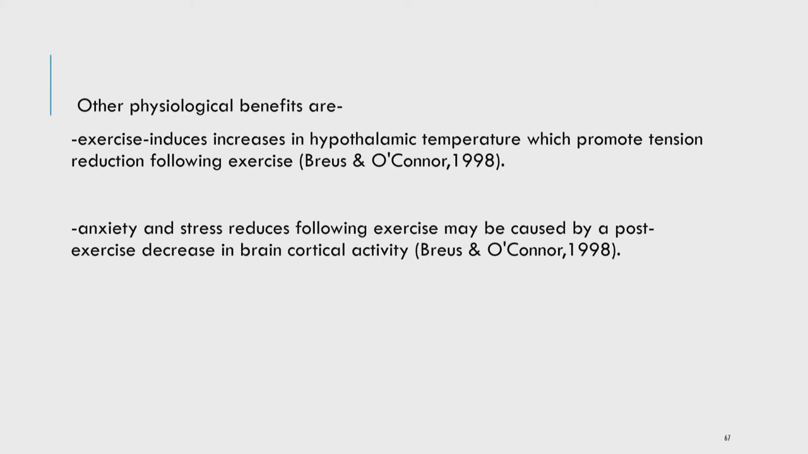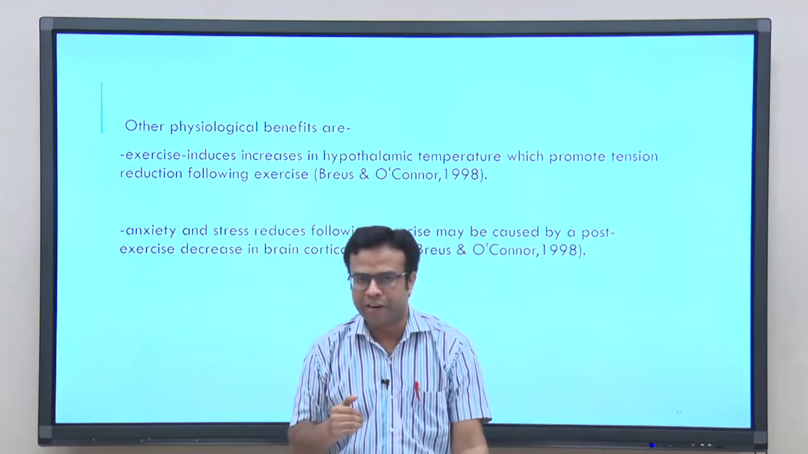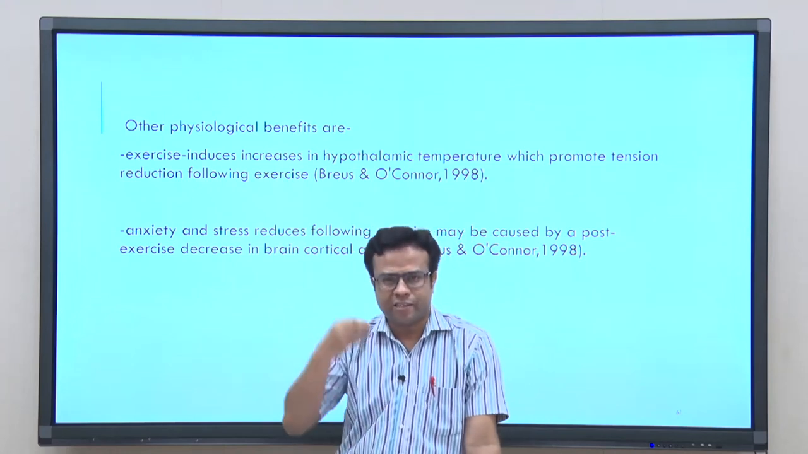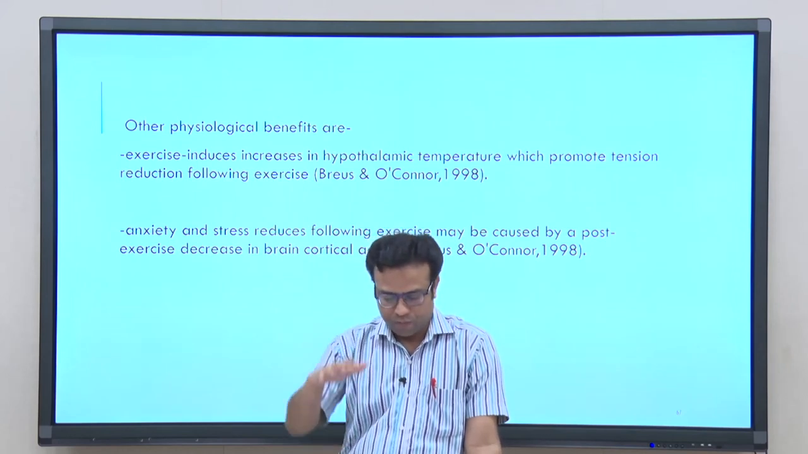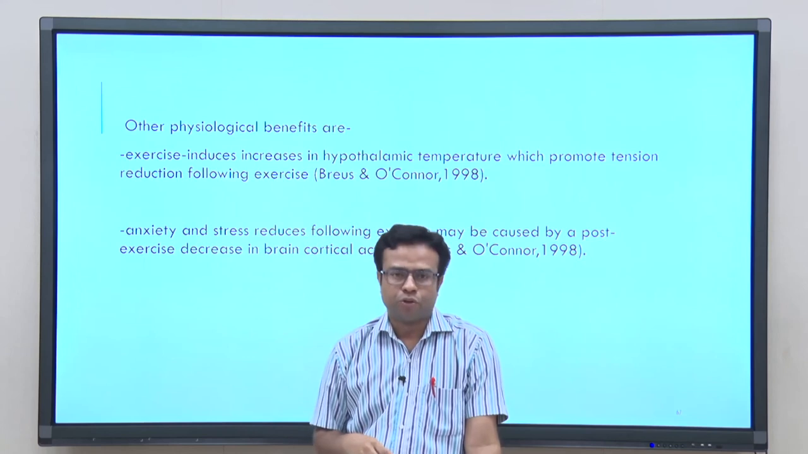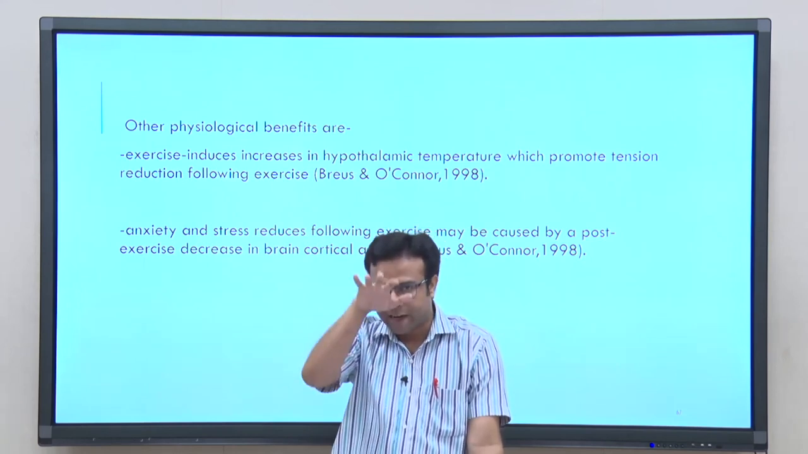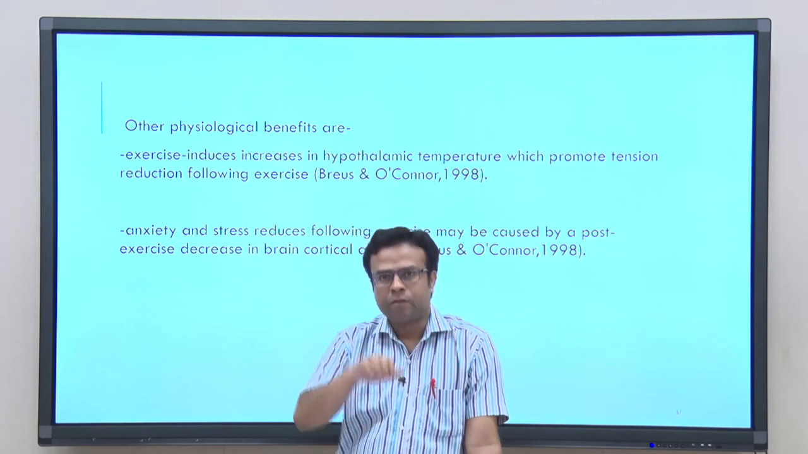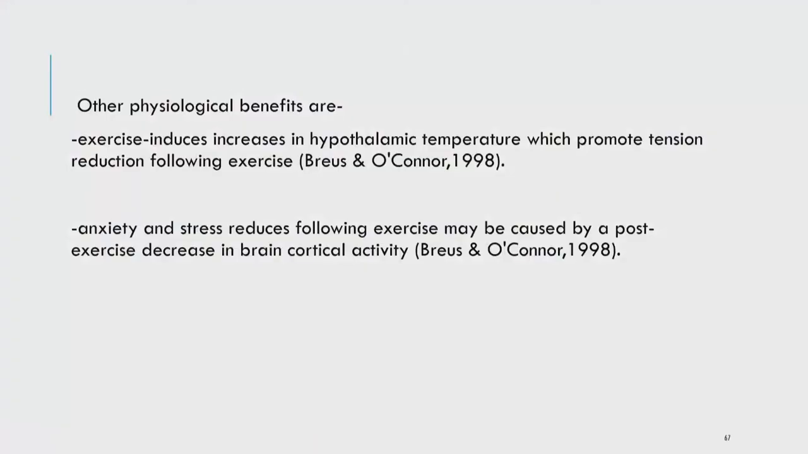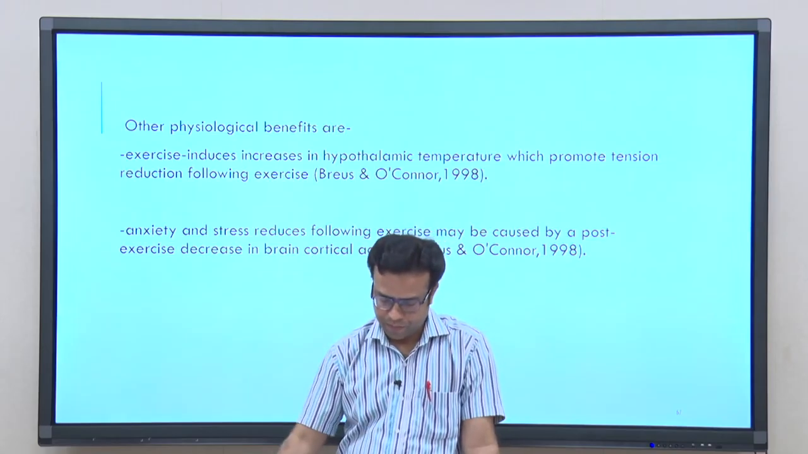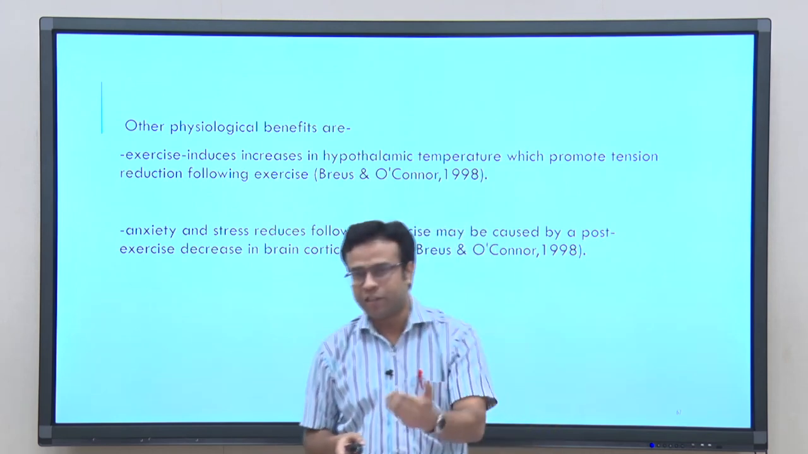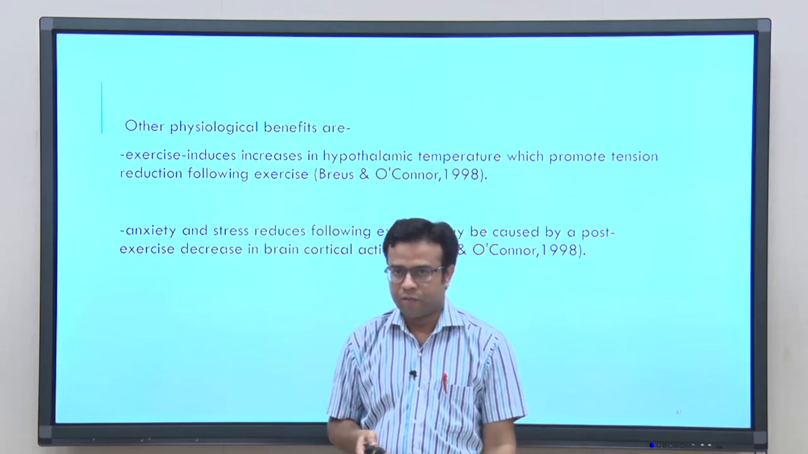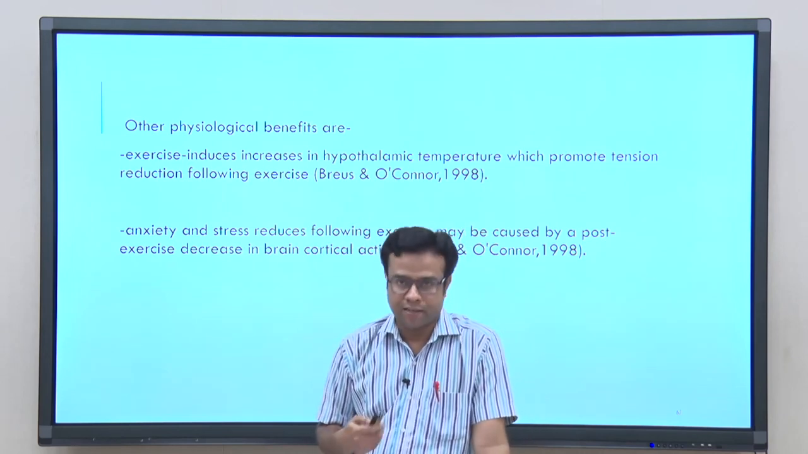Some other research indicates that our cortical activity, that is the outer layer of the brain, whenever we experience stress, becomes very chaotic and very disturbed, and becomes hyperactive. So exercise reduces that cortical hyperactivity, and as a result, it helps you to calm down and relax and reduces all the negative impacts of stress. So this could be some other additional physiological impact which is beneficial in terms of stress reduction by doing exercise.